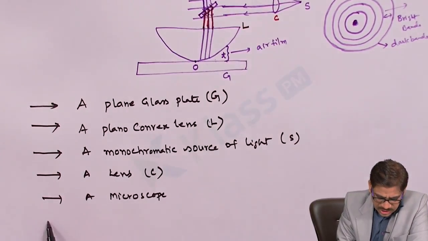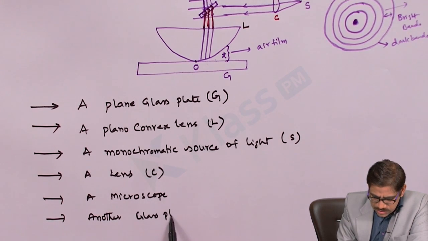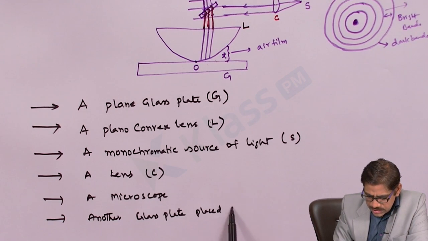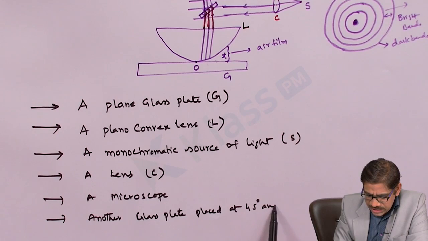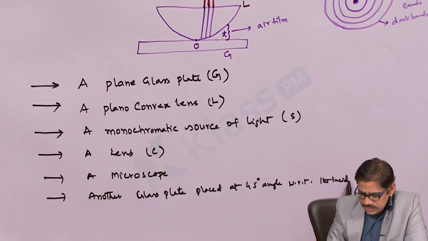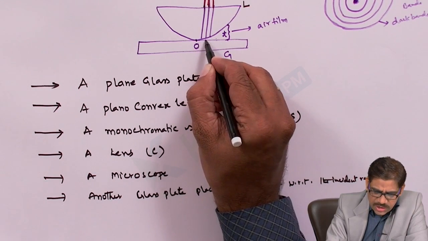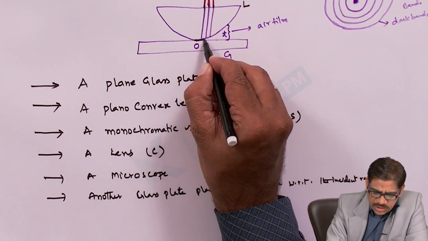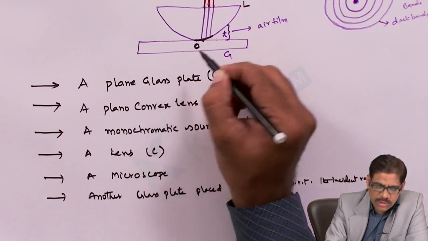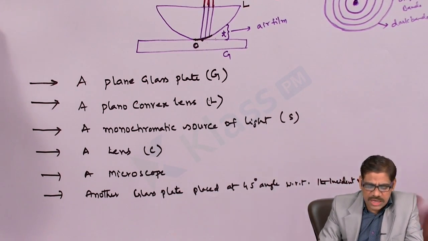Then next we have another glass plate placed at a 45 degrees angle with respect to the incident rays. So, this is how the pattern is supposed to be generally followed. This is the convex surface that we are seeing. Let me name this point as O. So, this is how we generally form the experimental setup.